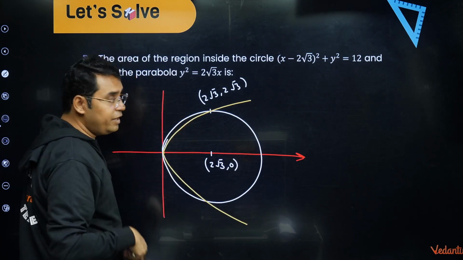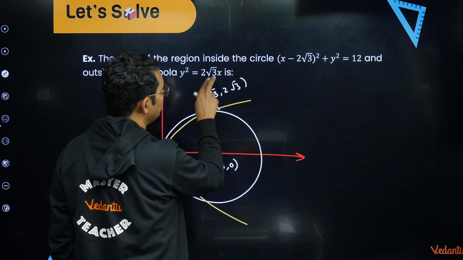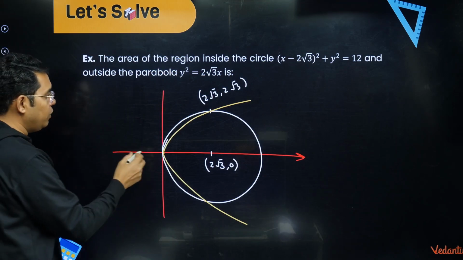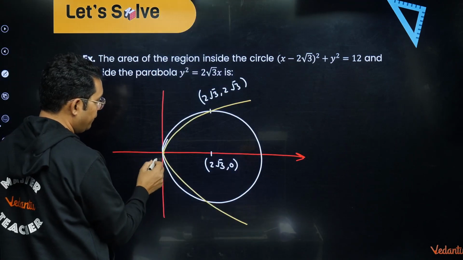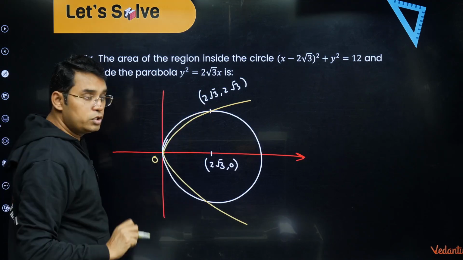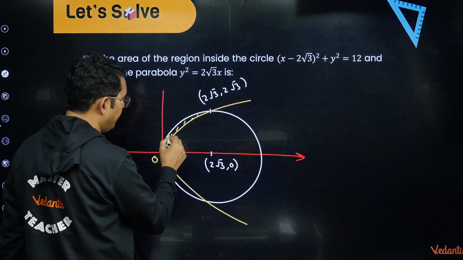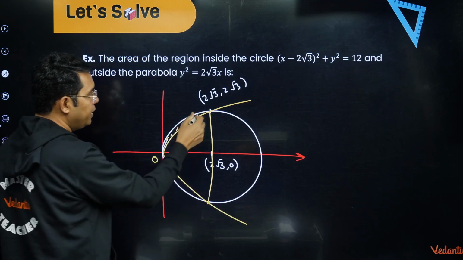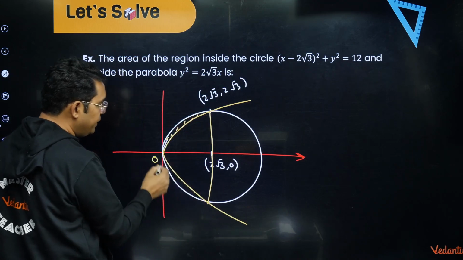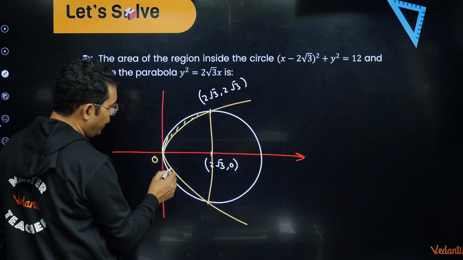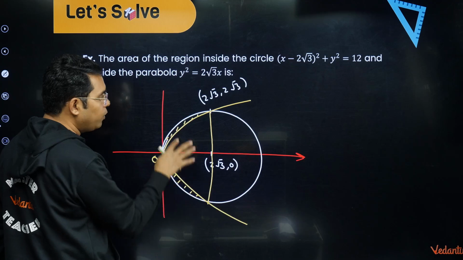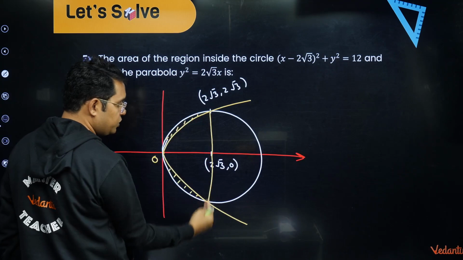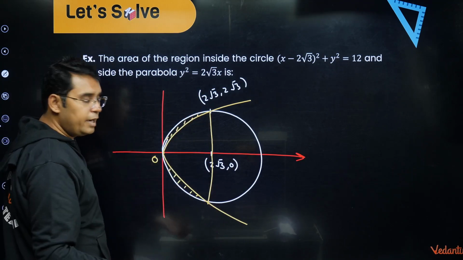If you cannot observe it, put y square equal to 2√3x here, and you can check what values of x you get. One value of x will be 0, that is here, and the other will be 2√3. So we are looking for this area. Now dear students, in this circle this is just a diameter. If I can find the area inside the parabola and subtract it from the area of the half circle formed by the diameter, we can get the answer directly.